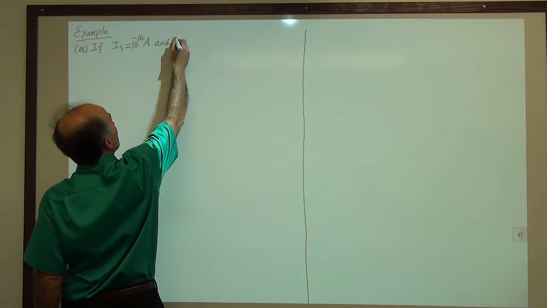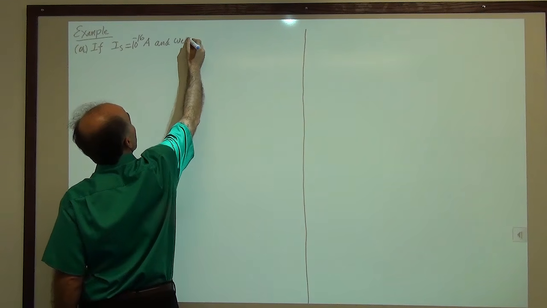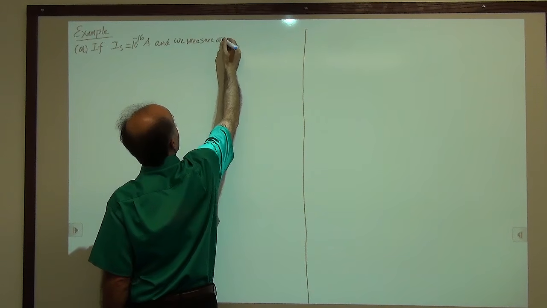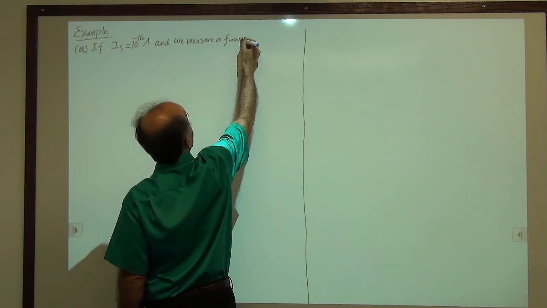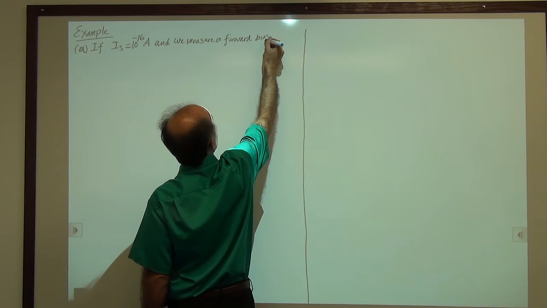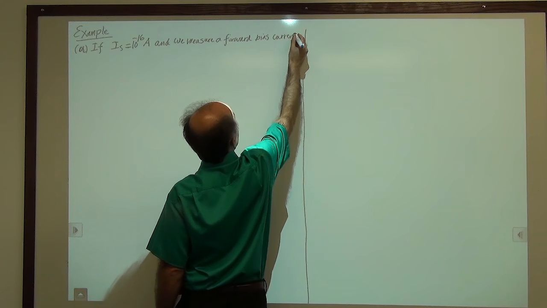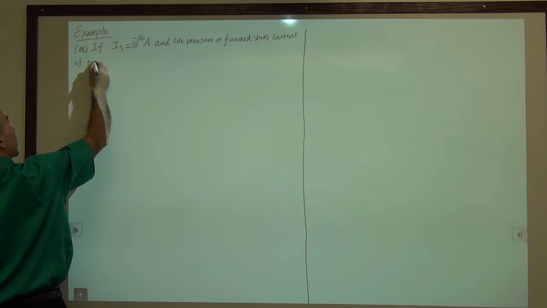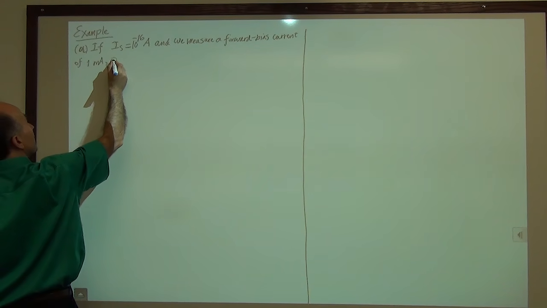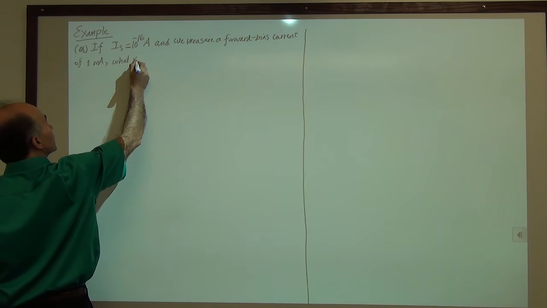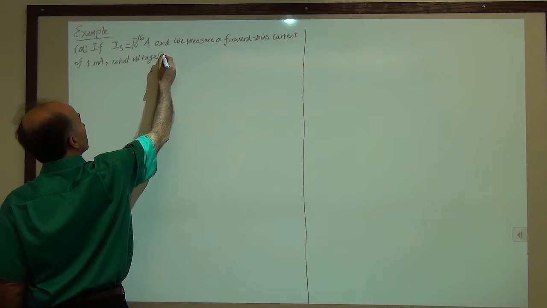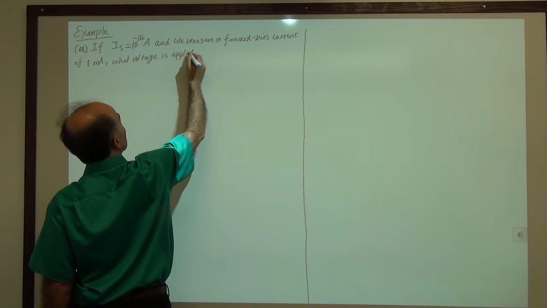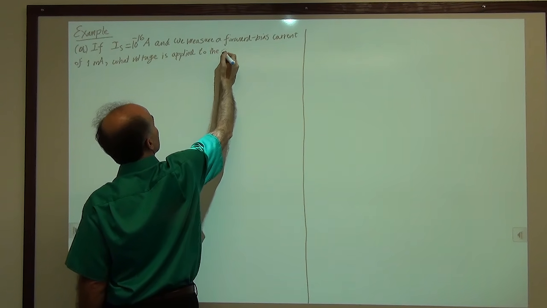And we measure a forward bias current of 1 milliamp. What voltage is applied to the diode?